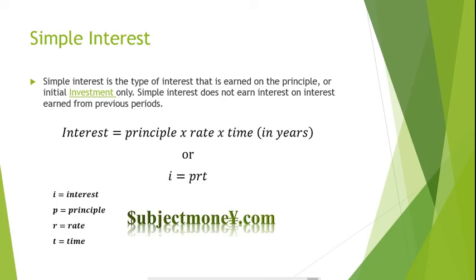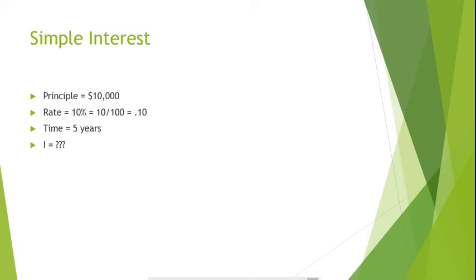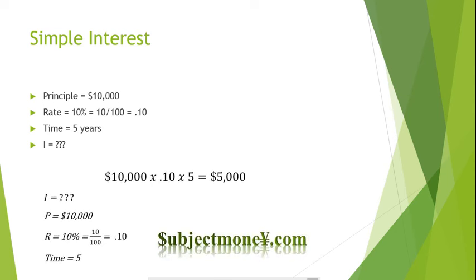Let's try a word problem. Suppose Jason borrowed $10,000 from the bank at a simple interest rate of 10% and was to pay the loan back over 5 years. How much interest would Jason pay for this loan? Let's plug in our figures to the simple interest formula to solve for the total amount of interest that he paid. Our formula would be 10,000 times 0.10 times 5. Therefore, the total amount of interest paid over a 5-year period would be $5,000.